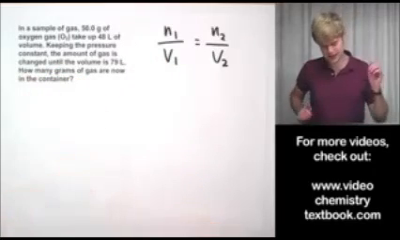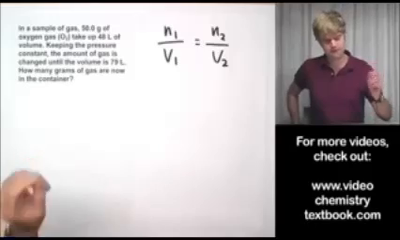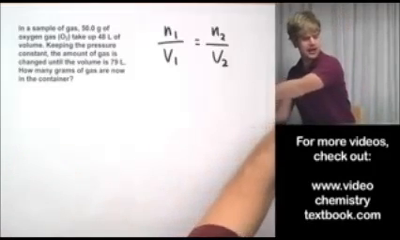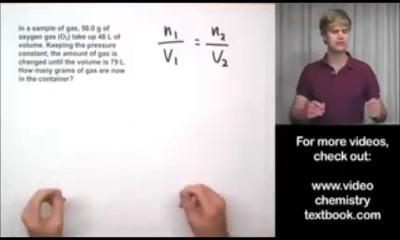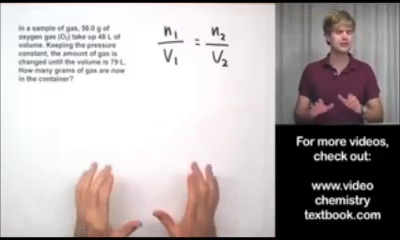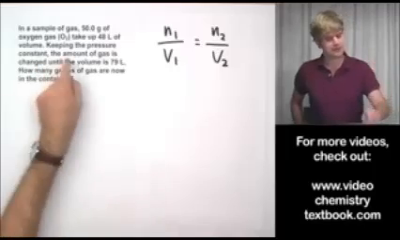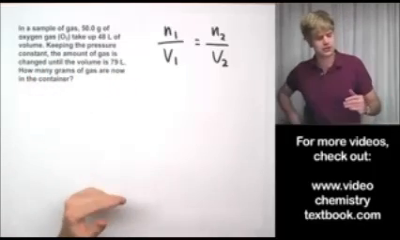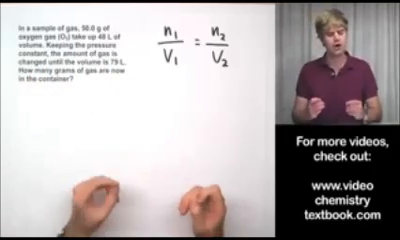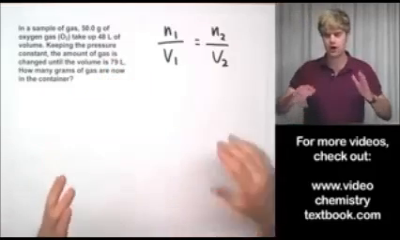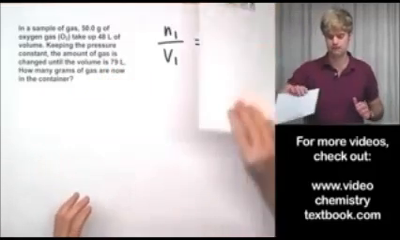So, in a sample of gas, 50.0 grams of oxygen gas take up 48 liters of volume. Keeping the pressure constant, remember that's important in Avogadro's law, pressure's got to be constant, the amount of gas is changed until the volume is 79 liters. How many grams of gas are now in the container?